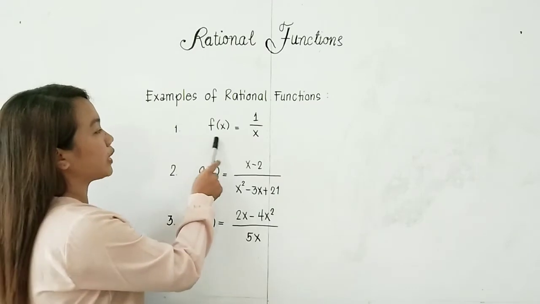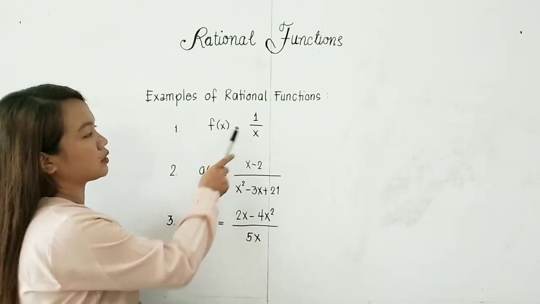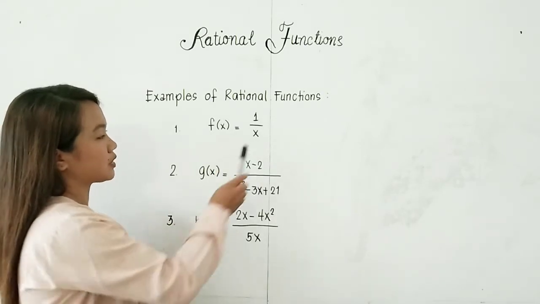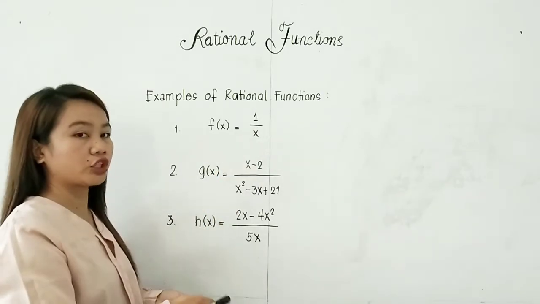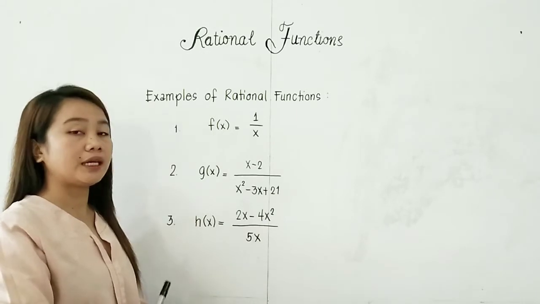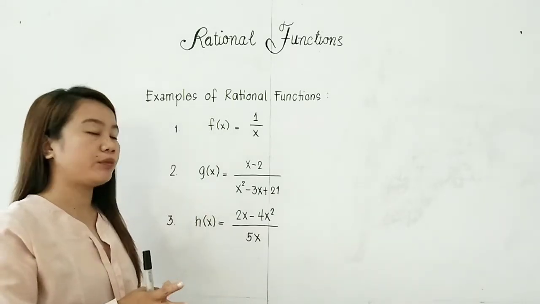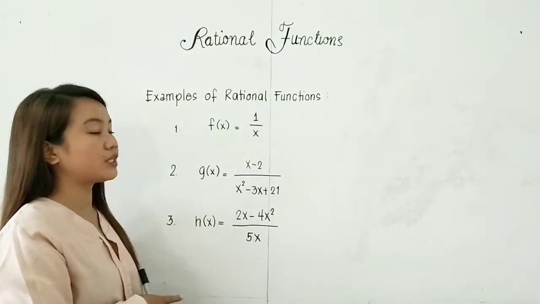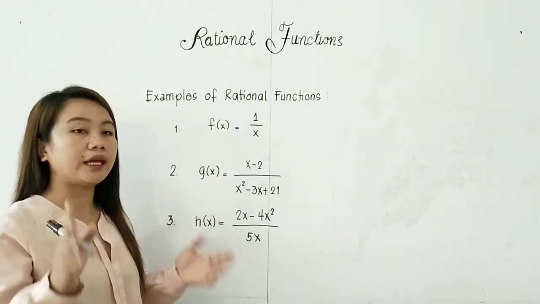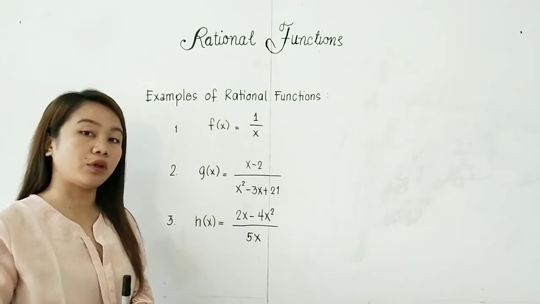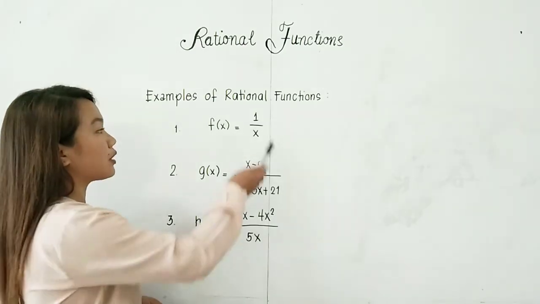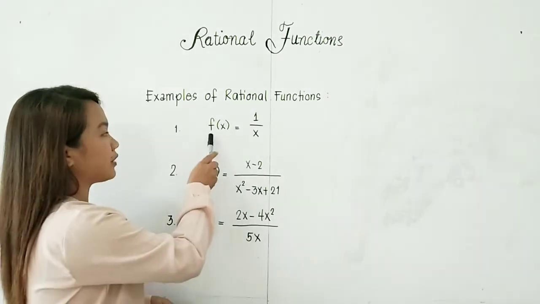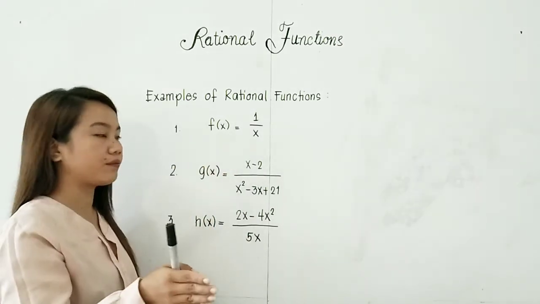Okay, so number 1, we have the function f of x is equal to 1 all over x. So this is a rational function because our numerator is a constant function, and constant function is an example of a polynomial function. Next, our denominator is x, which is a linear function, and linear function is also a polynomial function. So both our numerator and our denominator are polynomial. Therefore, f of x is a rational function.